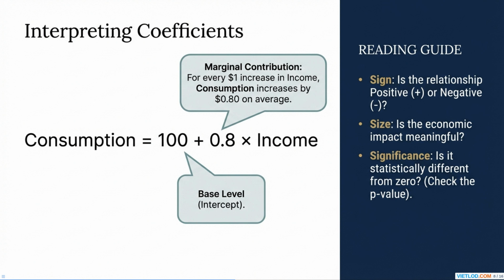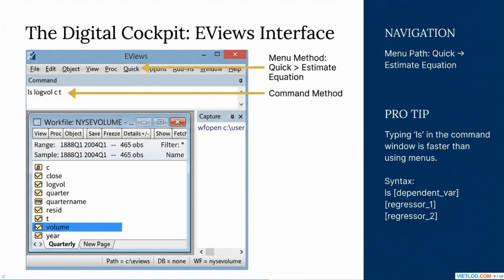To systematically interpret any regression output, we use a 3-step reading guide. First, we examine the sign of the coefficient. Is the relationship positive or negative, and does it align with our theoretical expectations? Second, we assess the size of the coefficient. Is the economic impact meaningfully large or trivial? Finally, we check the significance by looking at the p-value. Is the coefficient statistically different from 0, giving us confidence that the observed relationship isn't just due to random chance? Following these steps ensures a thorough and reliable interpretation of our model results.